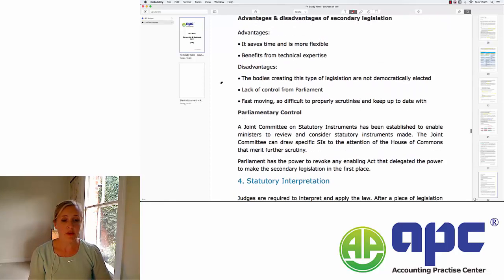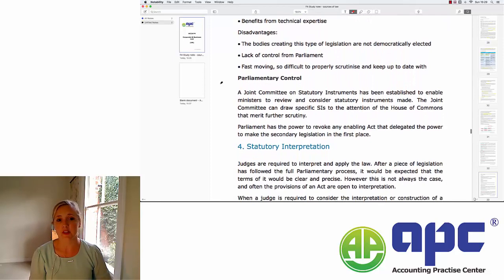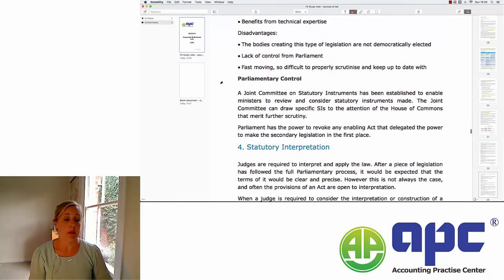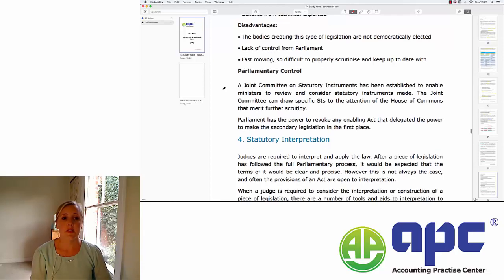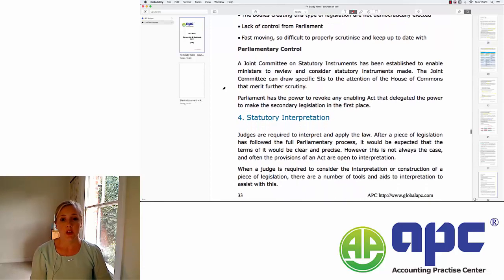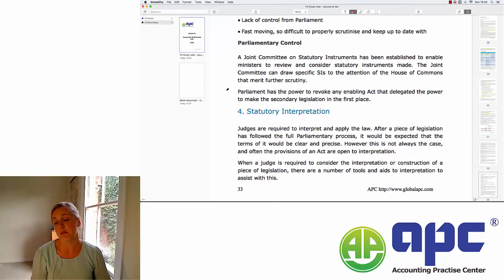However, because these bodies that have had this power delegated to them are not members of parliament who have been voted into power, there's this view that this is law that's being passed by bodies that are not democratically elected, and that sometimes is seen as a big disadvantage of it. There's also a lack of control from Parliament. Although they do have a few checks and balances on delegated legislation, there's not an awful lot of oversight over the process.